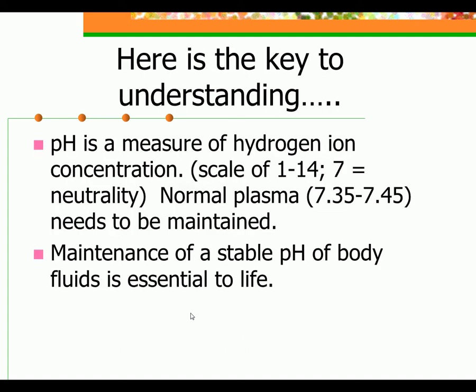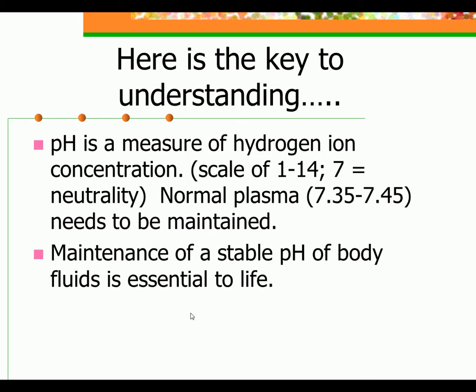All right, so here's the key to understanding. The pH is a measure of hydrogen ion concentration. So don't get that confused with the acid-base components. Let's just look at pH first. pH is a measure of hydrogen ions. So pH equals hydrogen ion concentration. On a scale of 1 to 14, 7 is neutrality. We learned this in chemistry, biology. Normal plasma pH was what?